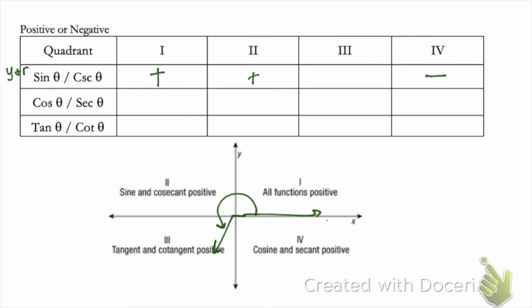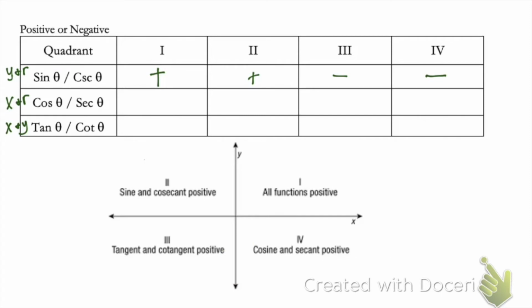And just to elaborate on that a little bit more in case it's unclear, I know that my y value here in the third quadrant is negative because all of these markings down here are negative y values. So just like we plot points in algebra, those are all negative y values.